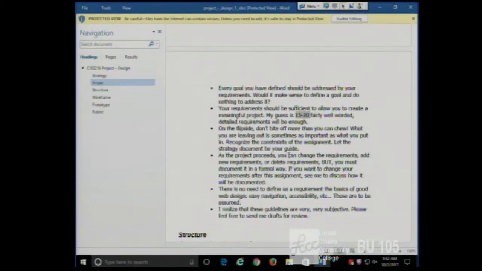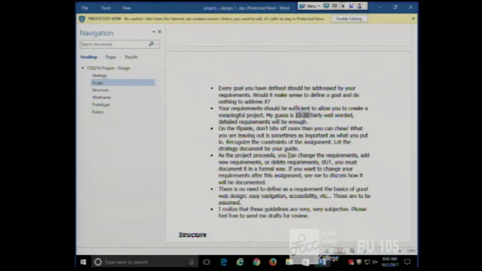Likewise, just as I said with goals, having basic web design principles aren't really requirements. So don't say it's a requirement that your site has good navigation. It's a requirement that your site is accessible. All those things are assumed, all right? So you don't have to say it. The goals and the requirements relate specifically to the content of the site, not what makes for good web design.